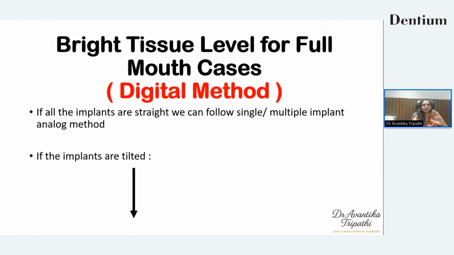Right now, the angled multi-unit abutment that we have for bone level implants is only 15 degree, and for tissue level implants we do not have any angled abutment. So all the angle correction can be done only and only with the TI blank.